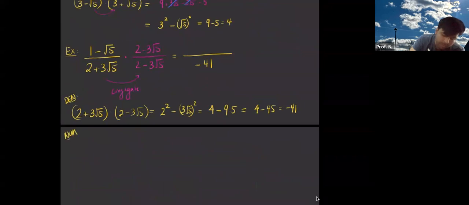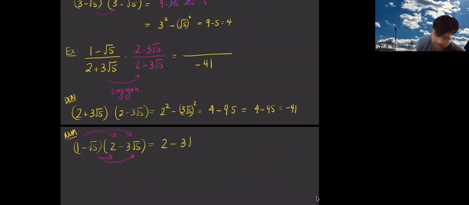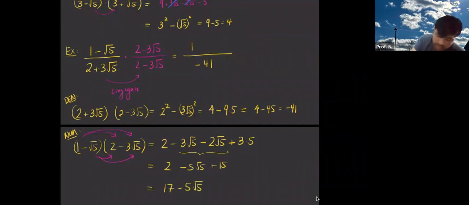Now, what happens with the numerator? I get 1 minus rad 5 multiplied by 2 minus 3 rad 5. Here, I had to do the foiling because it doesn't cancel out the way the denominator does with the conjugate. So then I distribute, and I get 2 minus 3 rad 5 minus 2 rad 5 plus 3 times rad 5 times rad 5, which is 5. I combine like terms and get minus 5 rad 5 plus 15. Combine 15 with 2, and I get 17 minus 5 rad 5. That's what happens in the numerator.